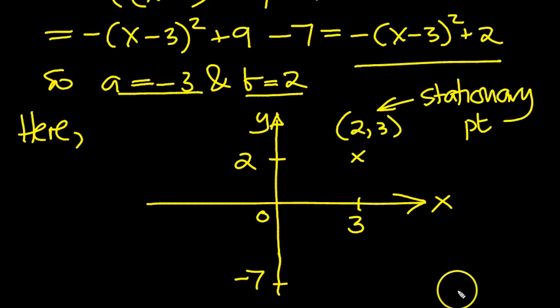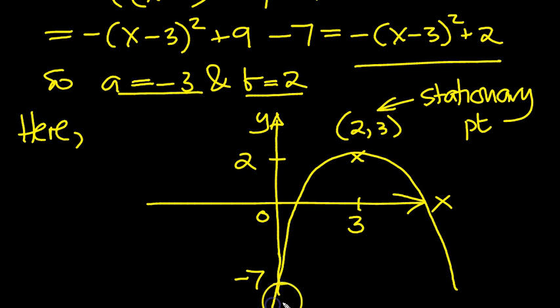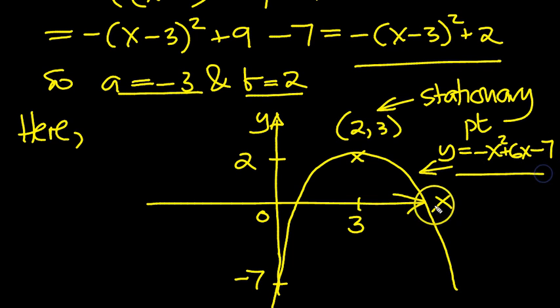So here's our sketch then. So let's draw it. Comes up, goes round, and goes down. There we go. And this is the curve y equals, what have we got? Minus x squared plus 6x minus 7. There we go. Okay, that's question 4 done. Great.